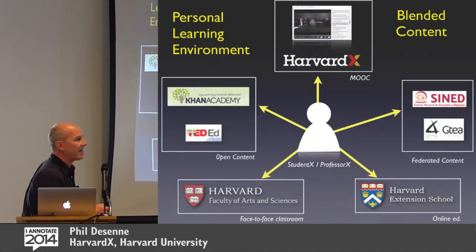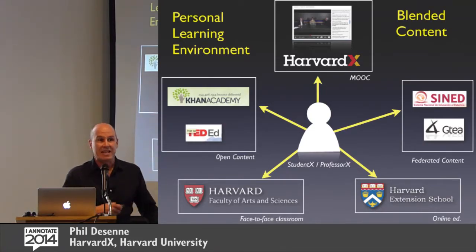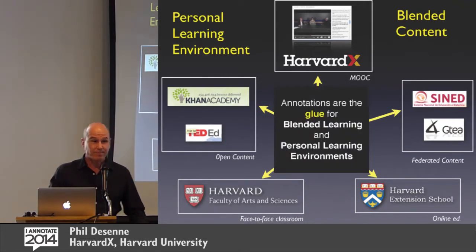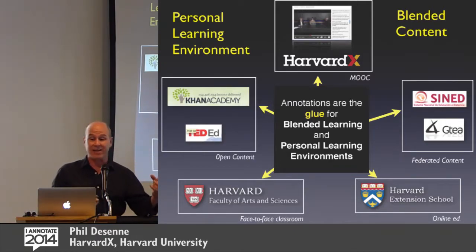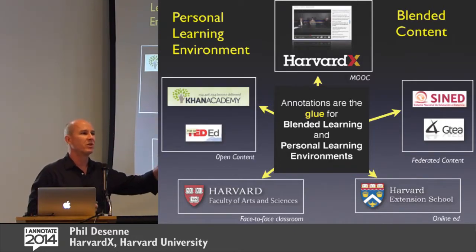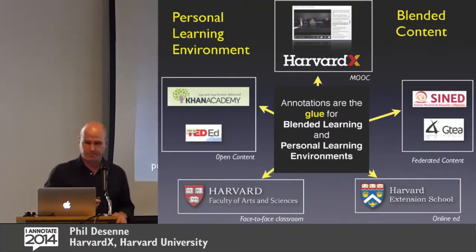What is the student in online education today? Well, they're personalizing their learning environment. If they're taking a course in college, they're going to look for resources in other places, federated content, MOOC content, Khan Academy open content, or even other classes, and they're going to aggregate all that information to enrich their learning experience. So really, when we think about annotations, they're the glue for blended learning and personal learning environments. Those are buzzwords for online education.